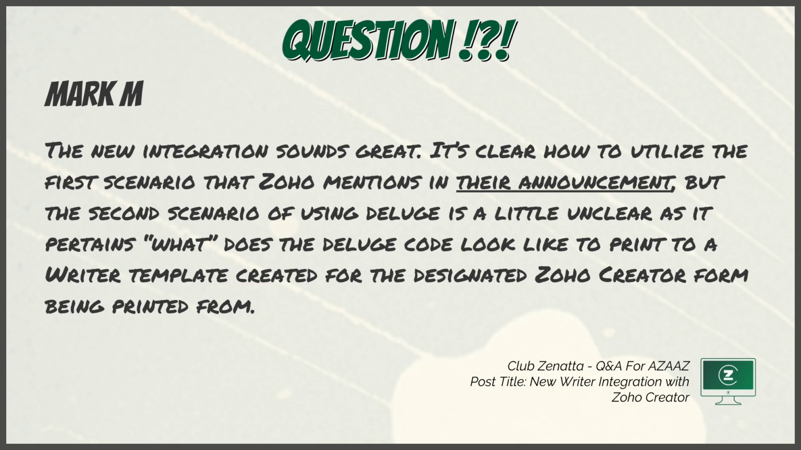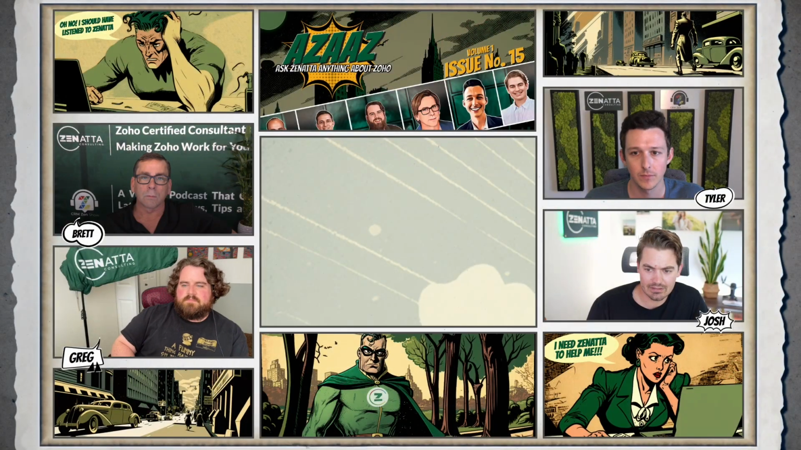All right, the last question here, and I'm also on a double whammy. Last one comes from Mark M. Post title is New Writer Integration with Zoho Creator. Mark asks, the new integration sounds great. It's clear how to utilize the first scenario that Zoho mentions in their announcement. But the second scenario of using Deluge is a little unclear. What does the Deluge code look like to print a writer template created for the designated Zoho Creator form being printed from? That was a little confusing at the end there.